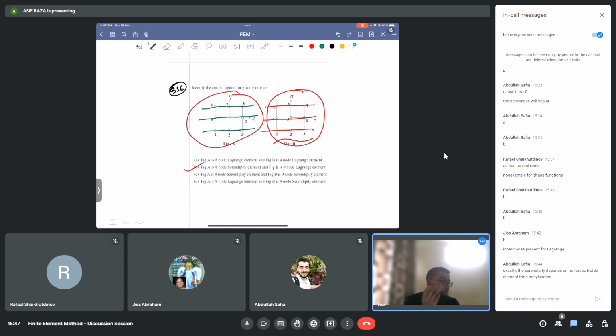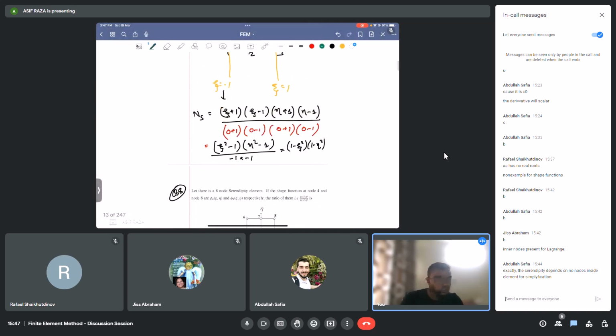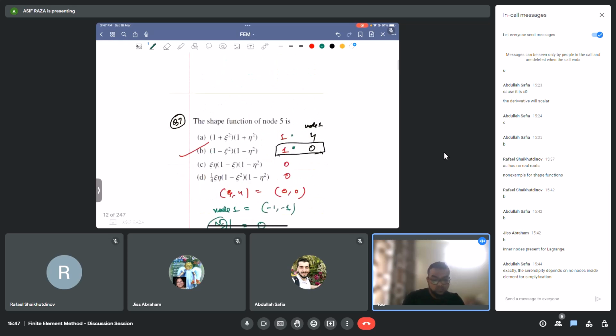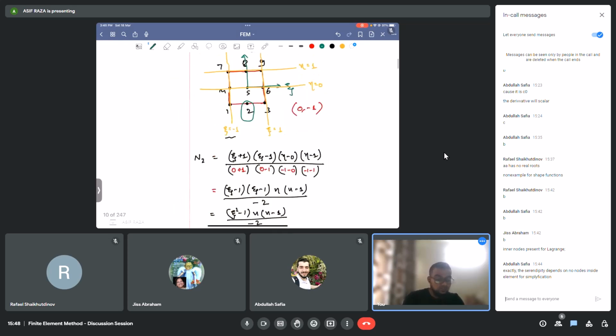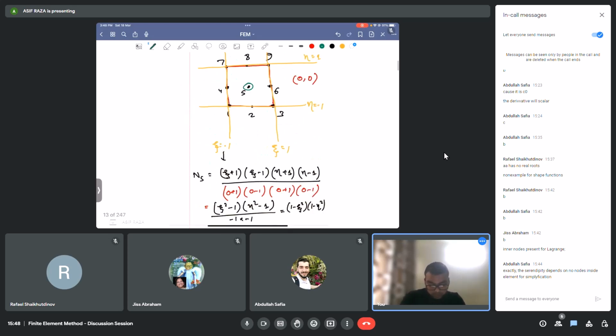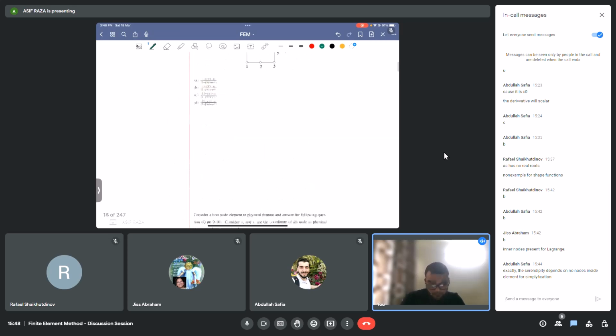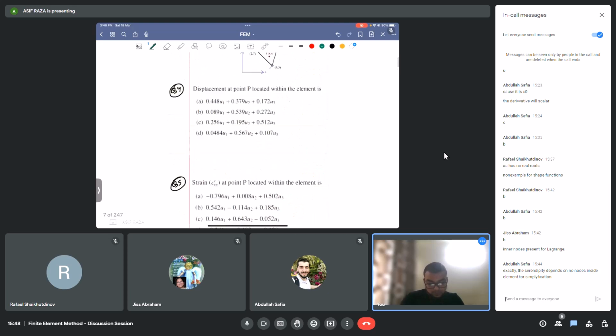One way to see it is that; another is the Lagrange interpolation function, which I told you. We can directly use the Lagrange interpolation function to find the shape function, like I solved for N5 or N2 in this example. Okay, now let's move on. Shall we? Let's solve the previous questions.